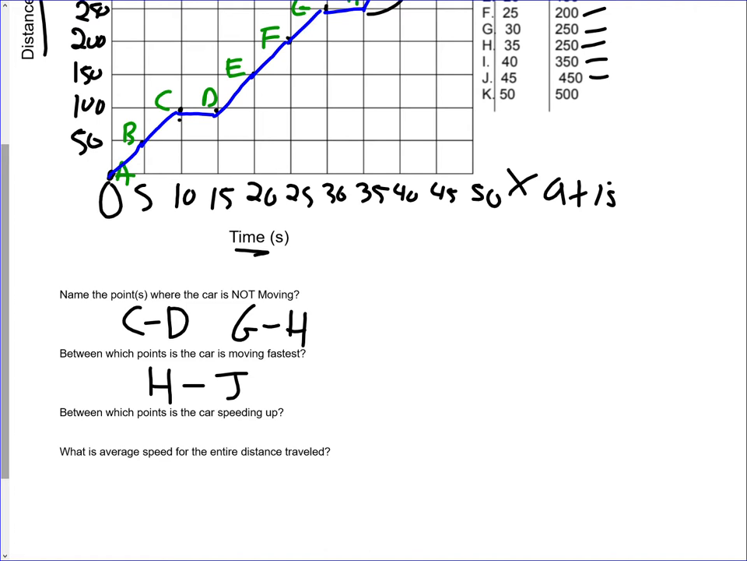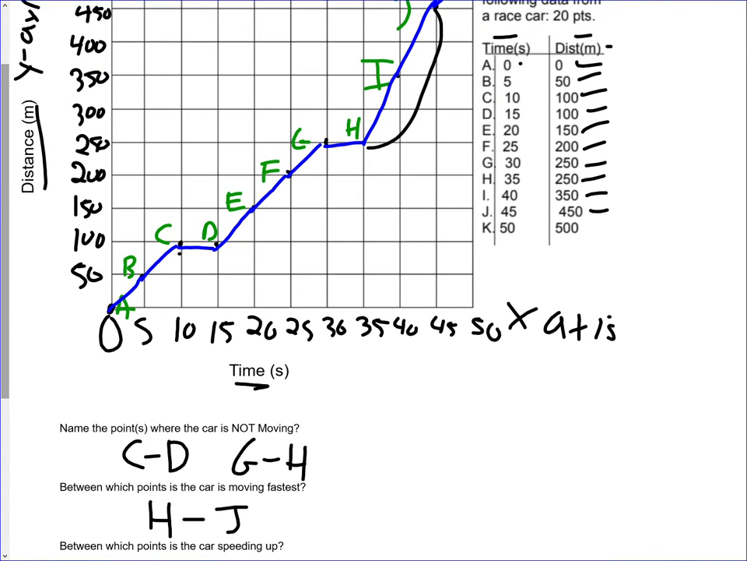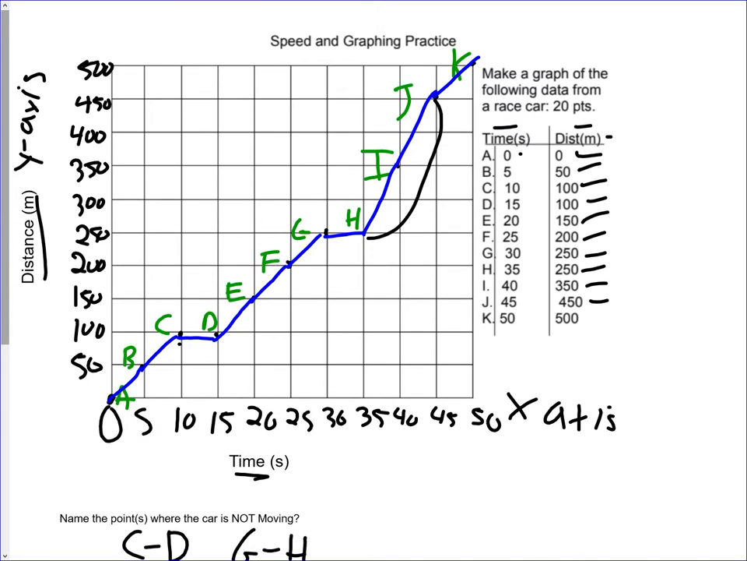Our next one, okay, is between which points is the car speeding up? If we look at our graph again, there's a couple points where we see that the car is speeding up. Looking at our main two, from C to D it's not moving, but we see it speeds up from D to G. So from here to here, it's going up. It's moving faster, it's speeding up. Then from G to H, it's stopping again. But then we look at it from H to J.